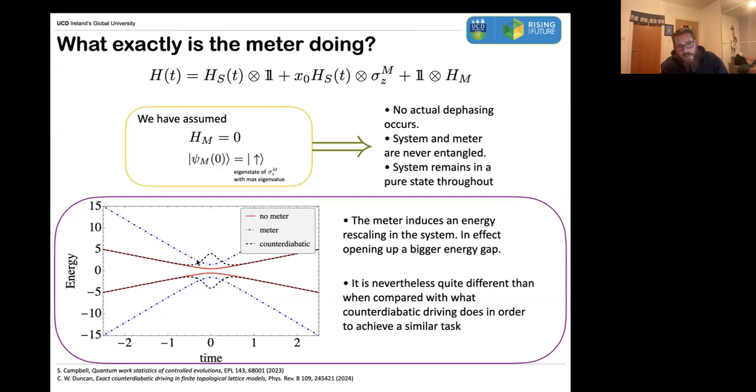So in particular, this black line is what I end up getting if I calculate one of these shortcuts to adiabaticity. And what we see is it also induces a large energy gap where transitions are highly likely to occur, but it does so in a very different way. So this whole plot was essentially just to demonstrate that while this coupling to a meter has a similar flavor to some other control techniques, the physical mechanism with which it achieves the speed up of the adiabaticity is fundamentally different. In fact, it's really just to do with a kind of rigid rescaling of the spectrum of the energies.